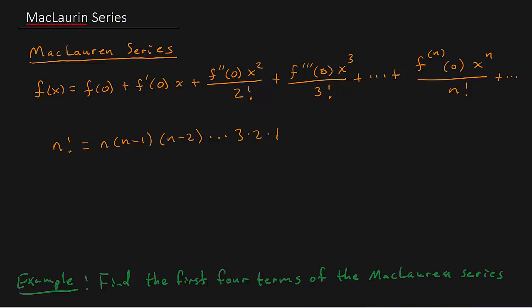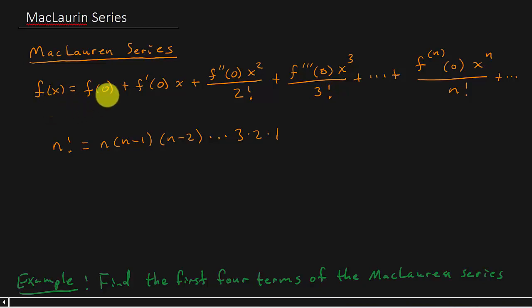write this as a Maclaurin series, and the way that we do it is we have f of x equal to f of 0 plus f prime of 0 times x plus f double prime of 0 times x squared over 2 factorial. And then we've got f triple prime of 0 times x cubed over 3 factorial all the way to the nth derivative of 0. We evaluate the nth derivative of 0 times x to the n over n factorial, where n factorial is n times n minus 1 times n minus 2 all the way down to 3, 2, 1.